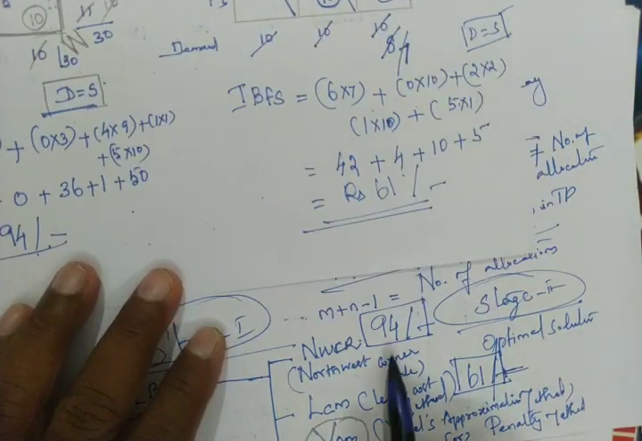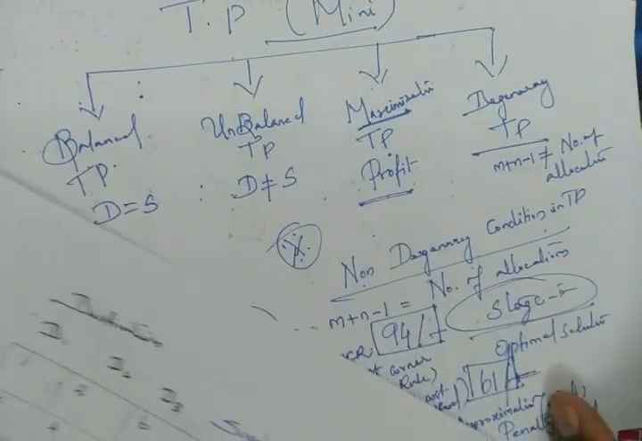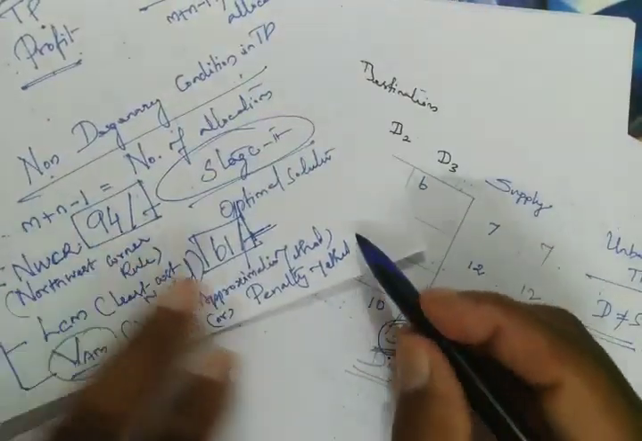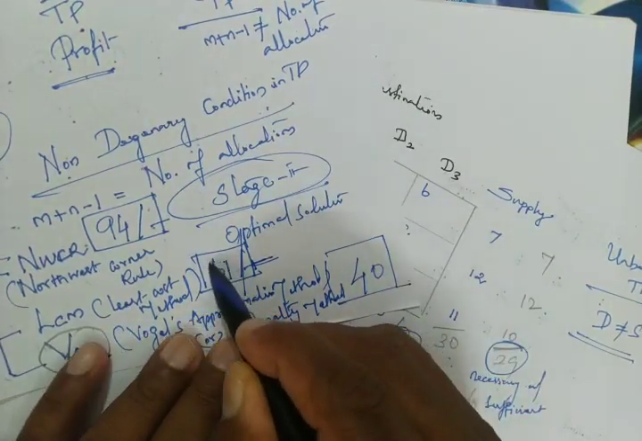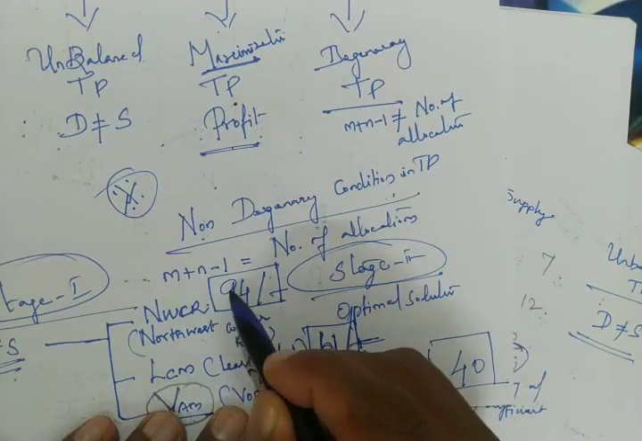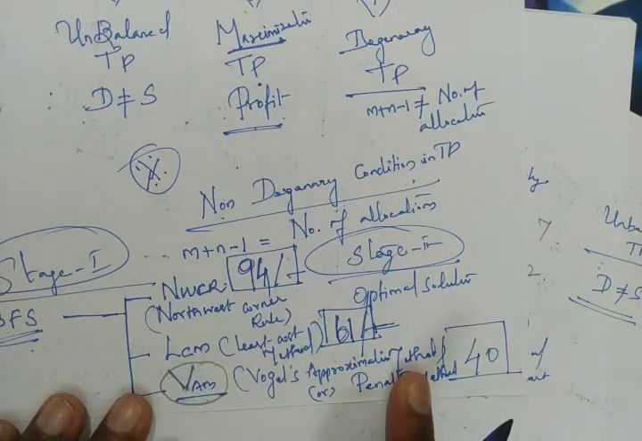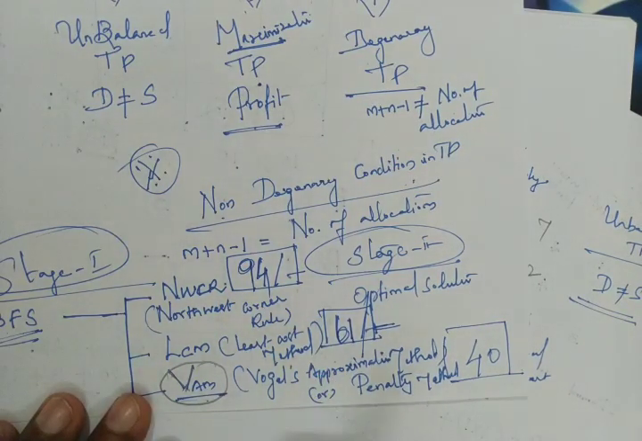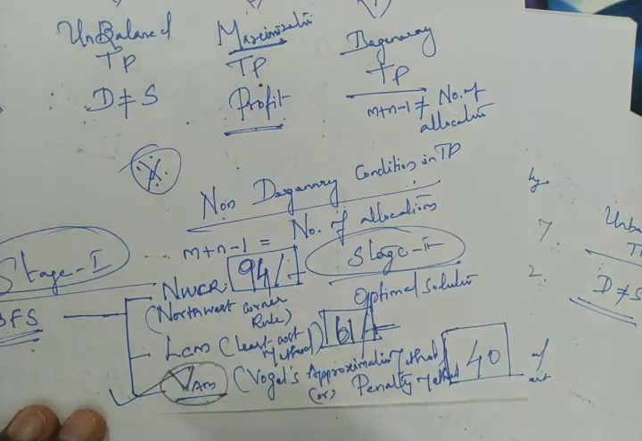61, 94, 61. The same problem we solved by the method of VAM. The VAM value which comes is 40 rupees. See the values: 40, 61, 94. By comparing these 3 values, you see which is the best among these, which gives the appropriate, minimized value to that transportation problem. The VAM always gives the minimized value. That's the reason VAM is always the best one among these 3.